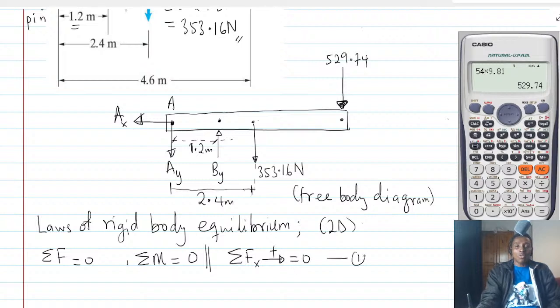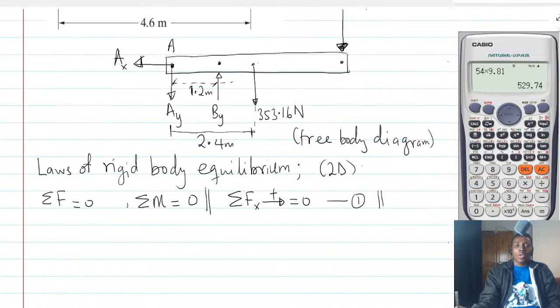Then I'll call this equation 1. And then I will go forward to say that summation of forces along the y, every force going up positive, should be 0. Okay, let me bring it down. And then summation of moments about a point, let's say point A, should be 0. Alright?